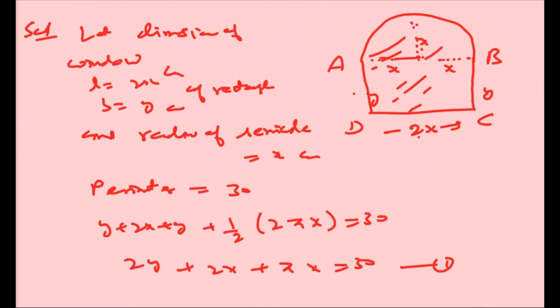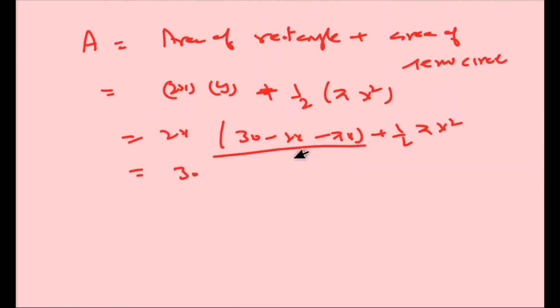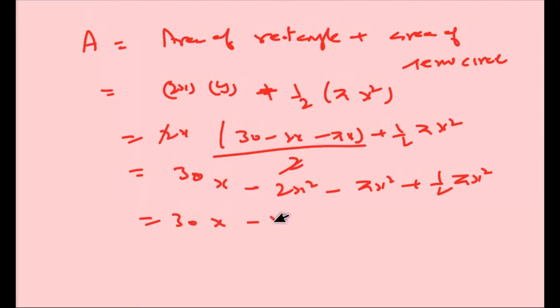Let me check it. The value of y is 30 minus 2x minus pi x, upon 2. Now open this bracket: 30x minus 2x square minus pi x square plus half pi x square, and 30x minus 2x square minus half pi x square.